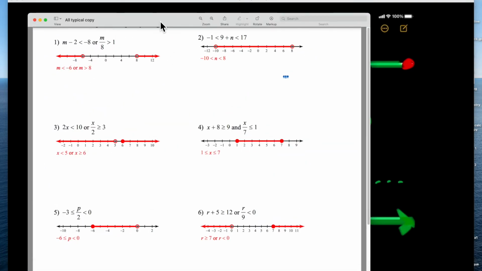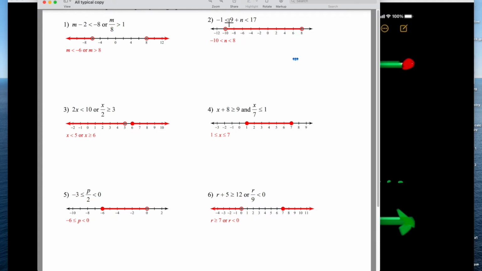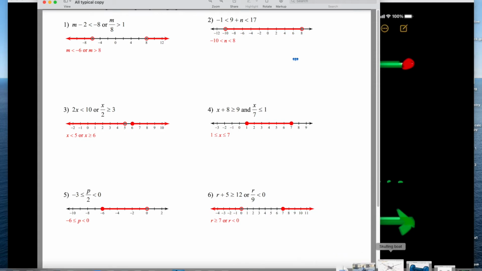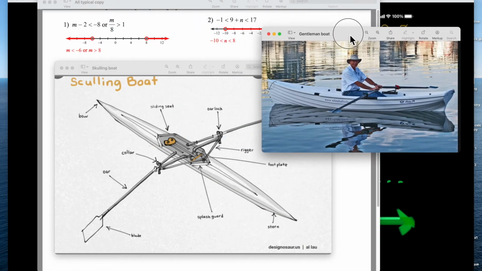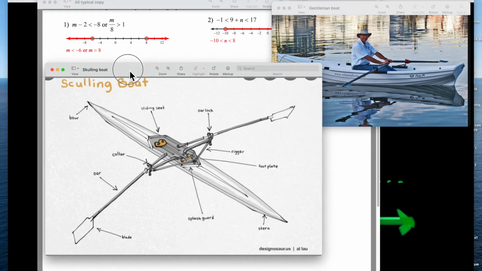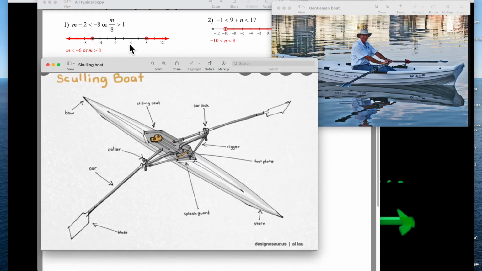Okay, here are some problems that have been solved on this worksheet. So let's take a look at this. Let's deal with the OR problems first. Here we have an OR problem. Look at the solution set. You have a space in the middle with an arrow going in one direction and another arrow going in the other direction. To me, this looks like a boat with oars, spelled O-A-R, extending in either direction.